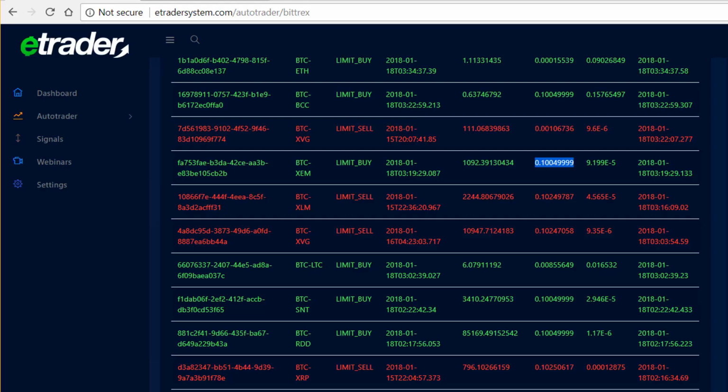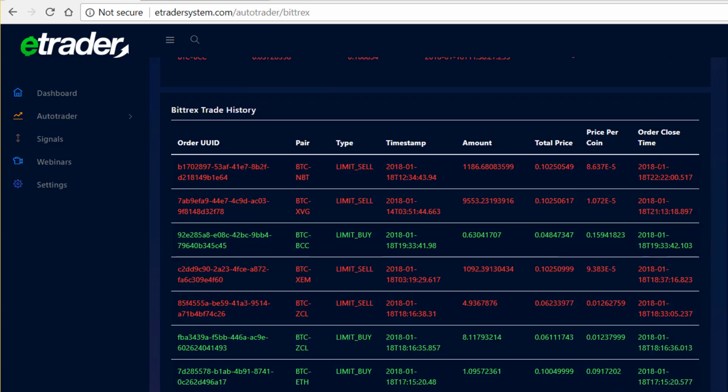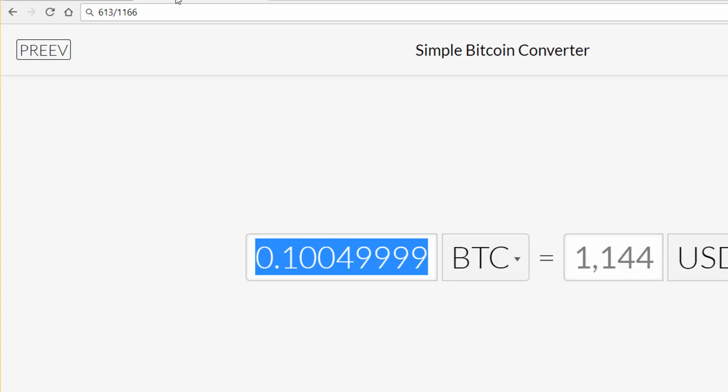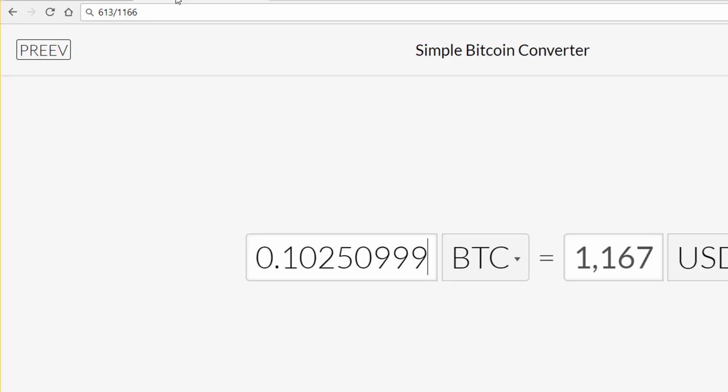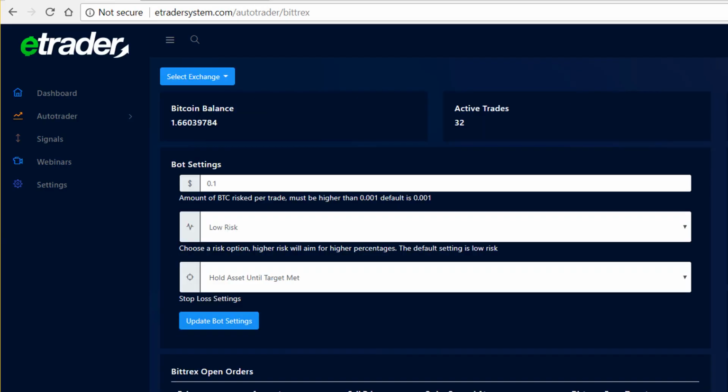And now we go up to the other one. 1146 we look for here. And we see that this one was a 1167. So again, about a $20 profit there. So it looks like a lot of my gains are going to be around $20, considering the price of Bitcoin and the 0.1 setting. It looks like it's going to be about $20.